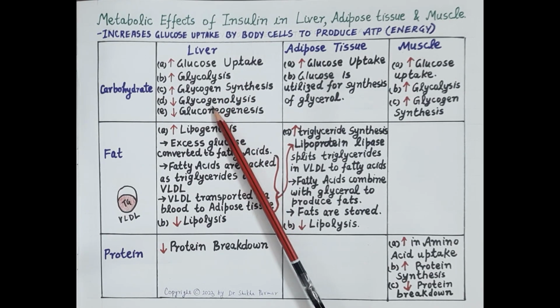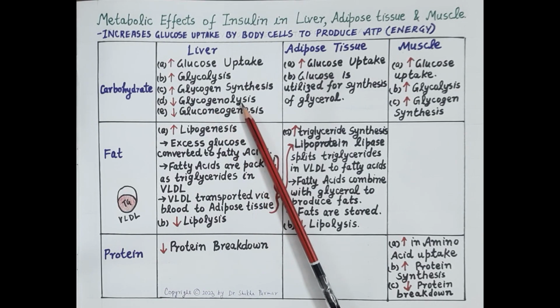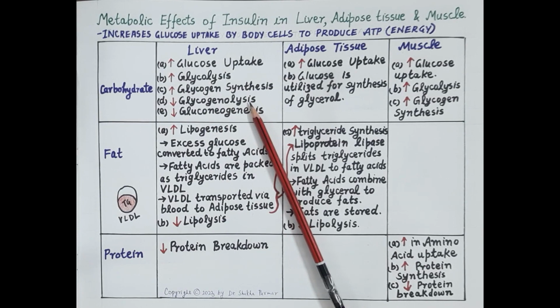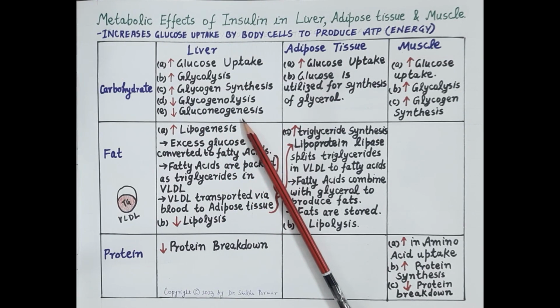Then glycogenolysis. Lysis means broken down. So, glycogenolysis is the process where glycogen is broken down to produce glucose. Then gluconeogenesis. Normally, glucose is released when the glycogen break. But gluconeogenesis is the synthesis or it is a production of glucose from non-carbohydrate sources like amino acids, fatty acids.